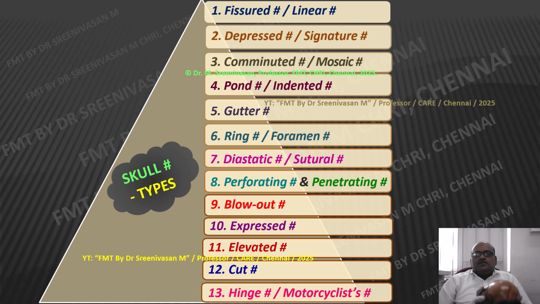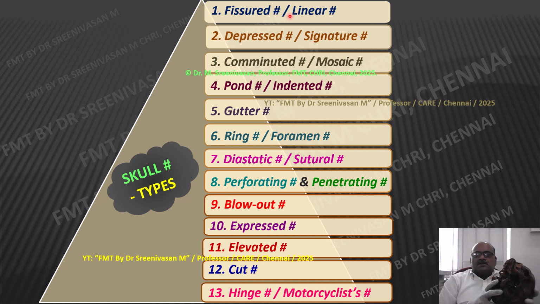Coming to types of skull fractures, there are multiple types of skull fractures as shown here. Most common is the fissured or linear fracture, where the fracture line is very thin and long, either straight or curved, involving either the outer or inner table or both tables, right?